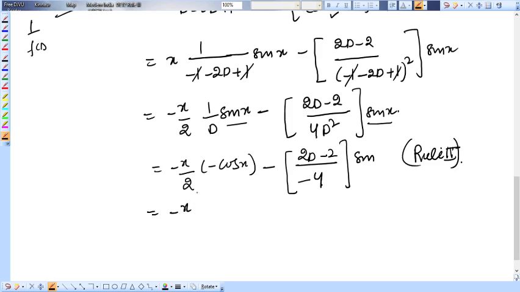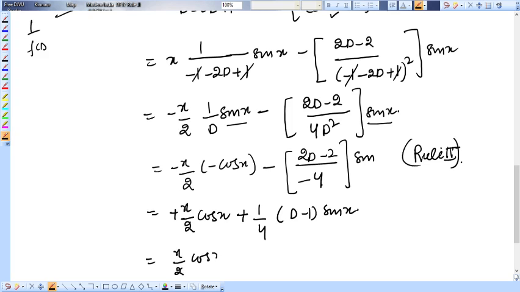So now it is minus times minus, x by 2 cos x, and the 2s cancel, so you have 1 over 4 of (D minus 1) sin x, so x by 2 cos x plus 1 by 4 times the differentiation, which makes cos x, minus 1 by 4 sin x, which is the particular integral in this case.